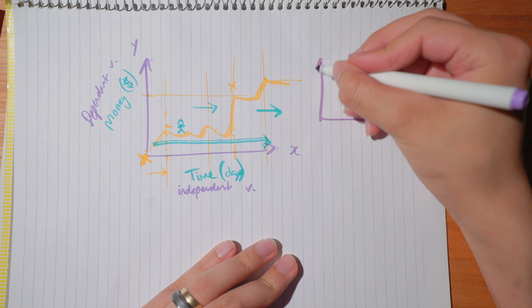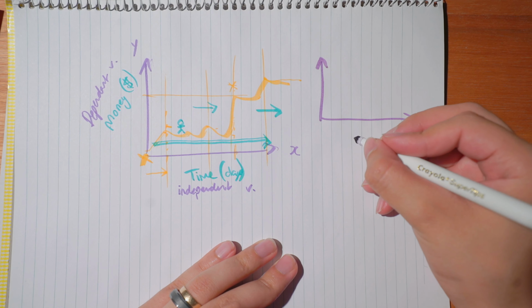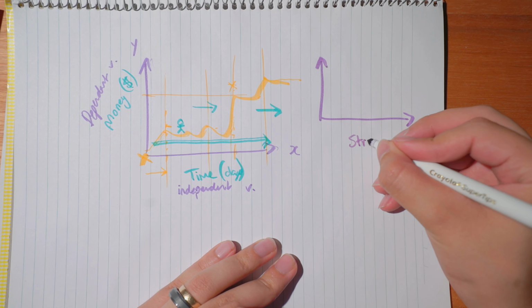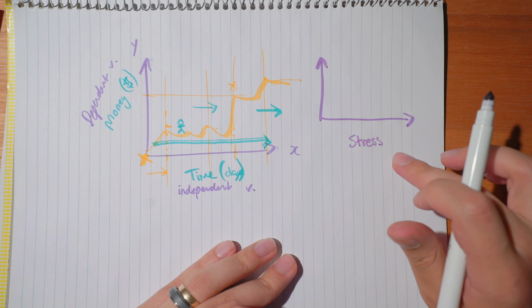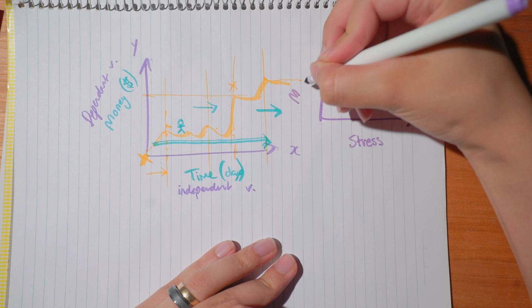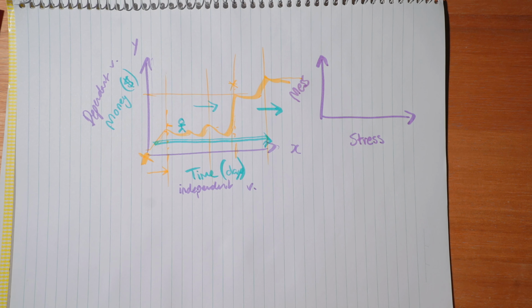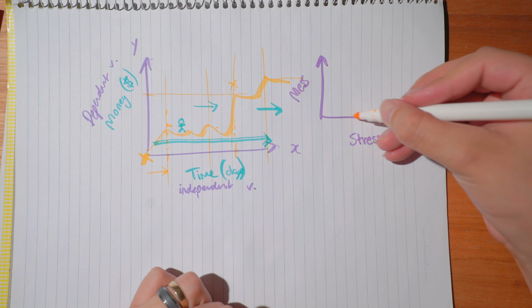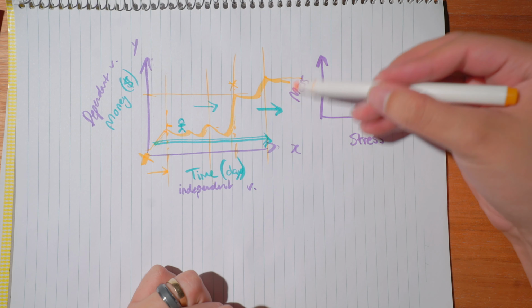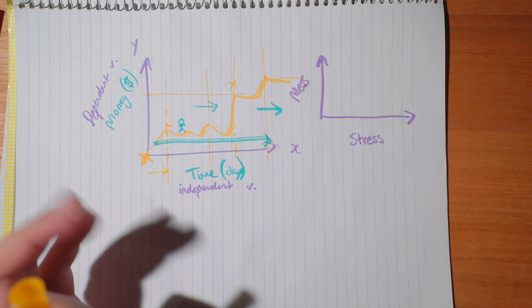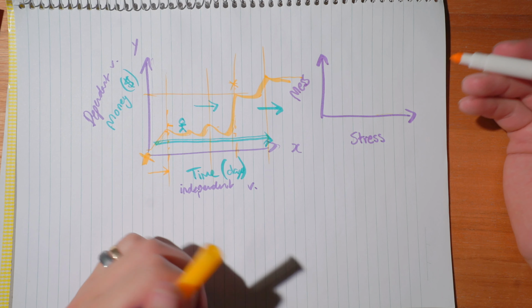Something that usually happens for me is that stress tends to create mess in my life. What's happening here? As I get more and more stressed, how does that affect the cleanliness or neatness of my bedroom, my living room, or the kitchen dishes?